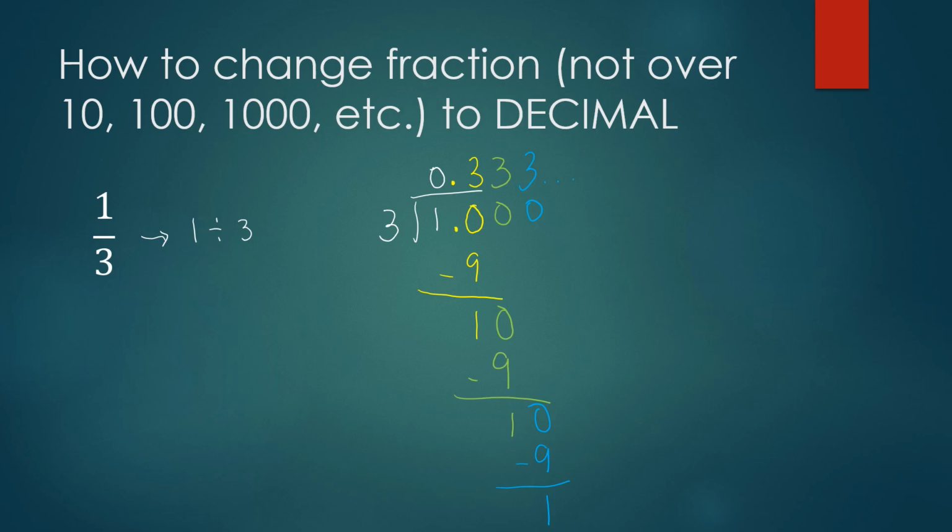So our answer here, class, is 0.333, and these 3 dots mean it keeps going on and on. And the short way of writing this is to simply copy the digit that repeats. In this case, it's 3, and put a bar over it. They mean the same thing.